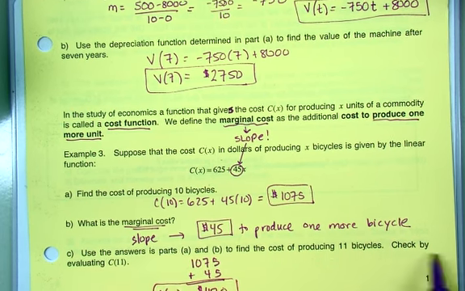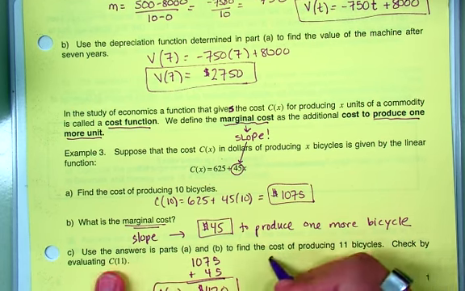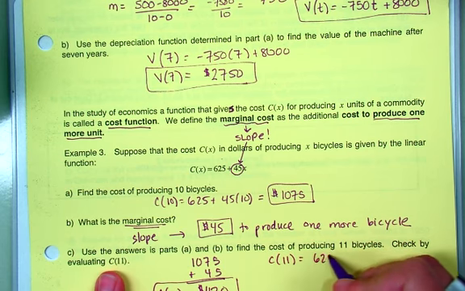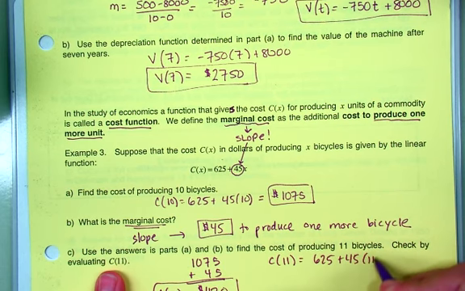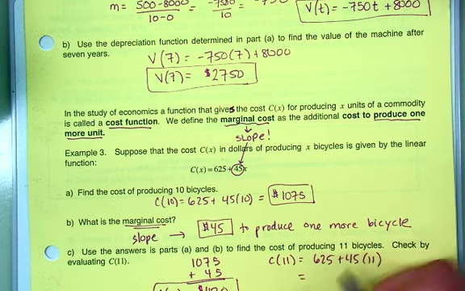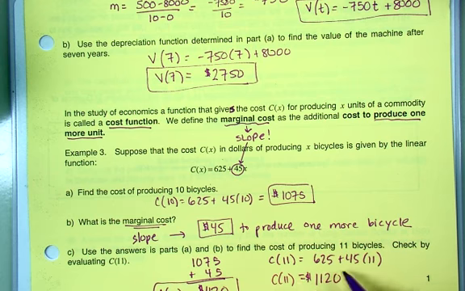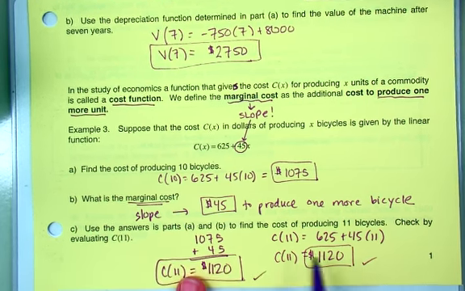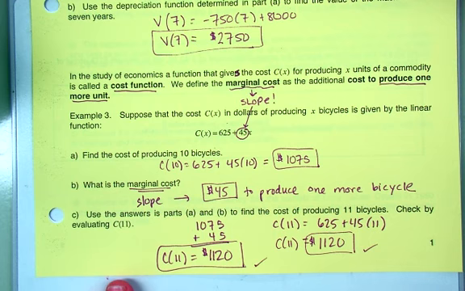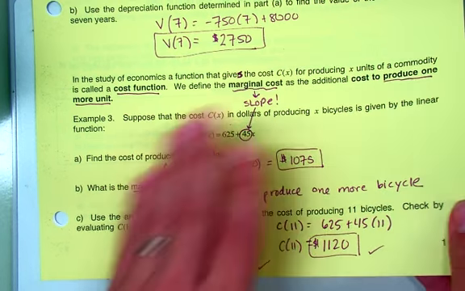Now I can check it by actually evaluating C of 11. So let's go to our original function. If I plug in an 11 and work that out, sure enough, 625 plus 45 times 11 also equals 1120. So it does work out. You could do either way. You could either just add the 45s each time, or you could just plug in the 11 and it would work. Okay, next page. We're going to talk about using a regression line on your calculator.